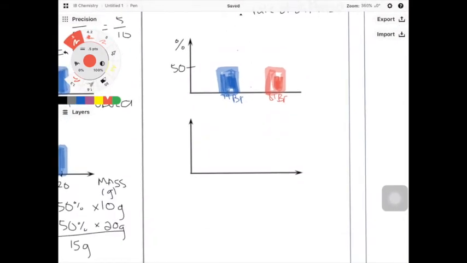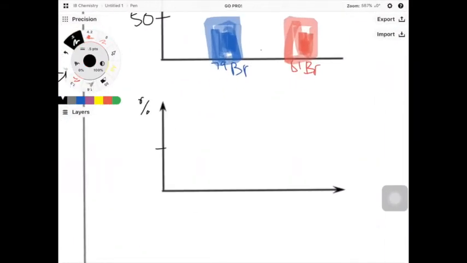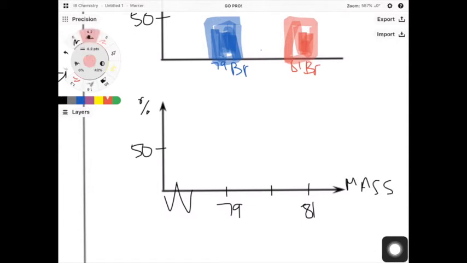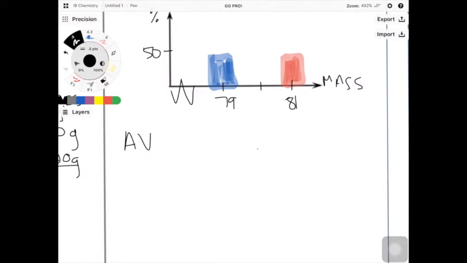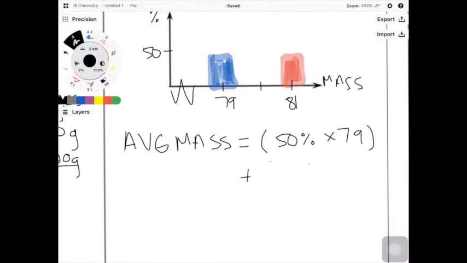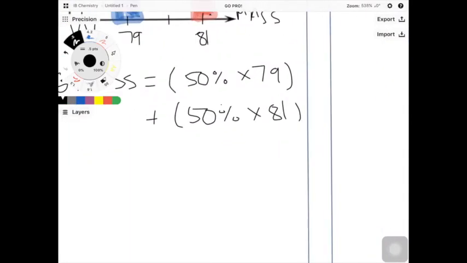Now we can do exactly what we did with the bingo chips, where instead of mapping my objects, I can graph based on mass. So again, here I have a 50% chance of picking up something with a mass of 79 and a 50% chance of picking up something with a mass of 81. Based on that information, I can then calculate my average mass. Remember, average mass is where we take the probabilities and multiply them by their respective masses. So we're taking our 50% probability, multiplying it by 79, taking our 50% probability, multiplying by 81, and that'll give us an average mass of 80.